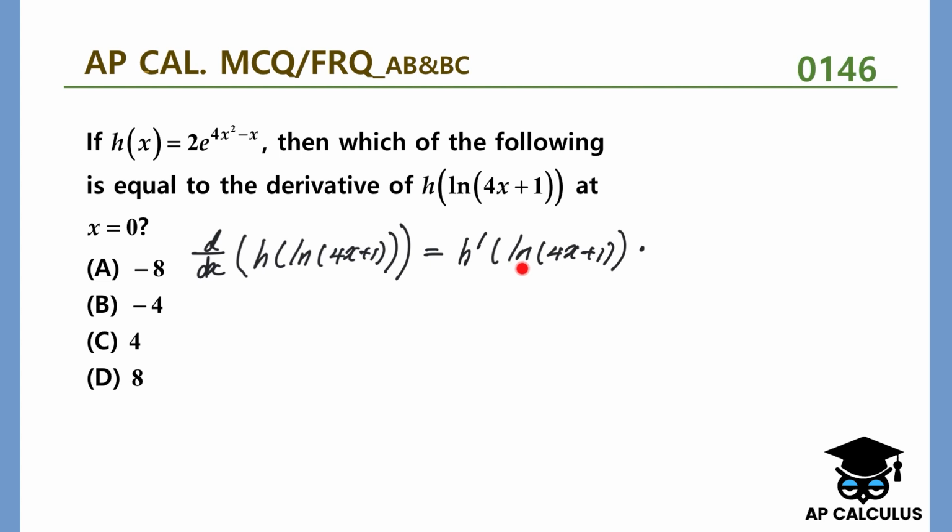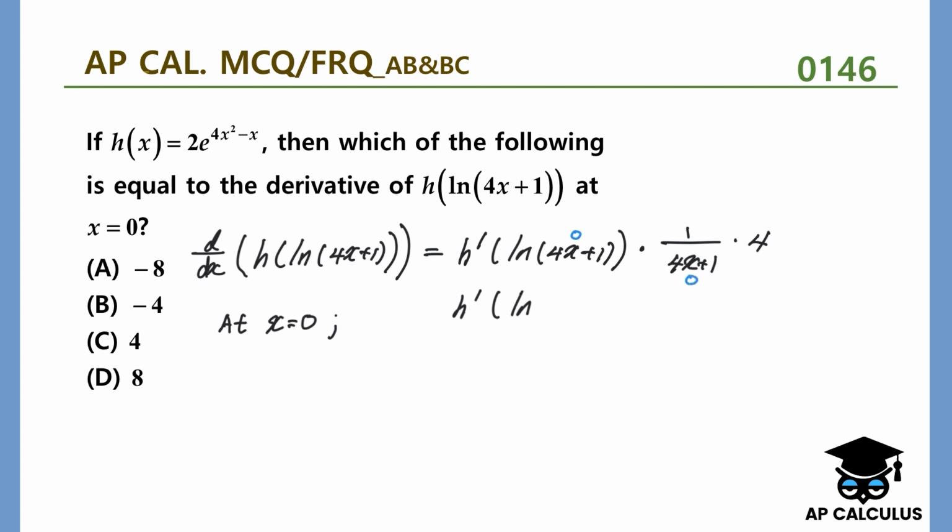We have a natural log, right? So it has to be 1 over (4x plus 1) times, inside of the parentheses, the derivative of 4x plus 1, chain rule, times 4. So I'm going to substitute 0 for x. So at x equals 0, we have h prime, here substitute 0 here, 0 here.